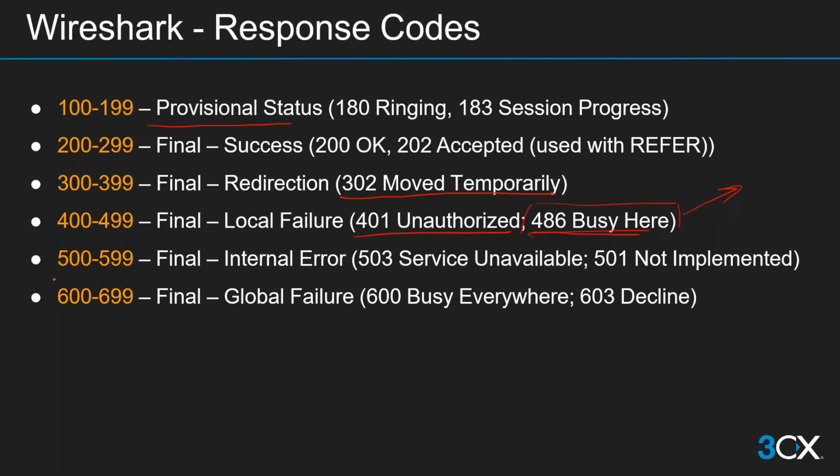500 to 599 internal error: service unavailable, not implemented. And you have to check what is wrong there with the services, for example. 600 to 699 global failure: busy everywhere, 603 decline, that kind of stuff. These ones generally should not happen at all, and these ones can happen in a way.